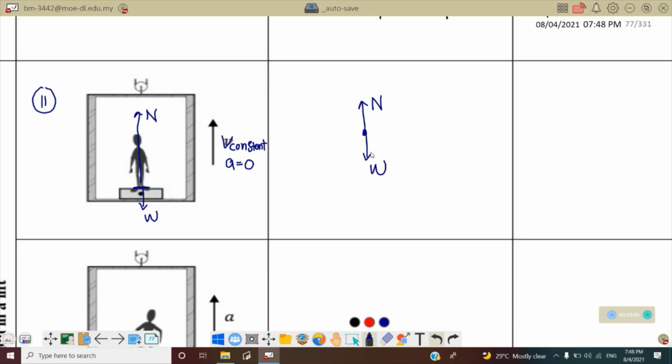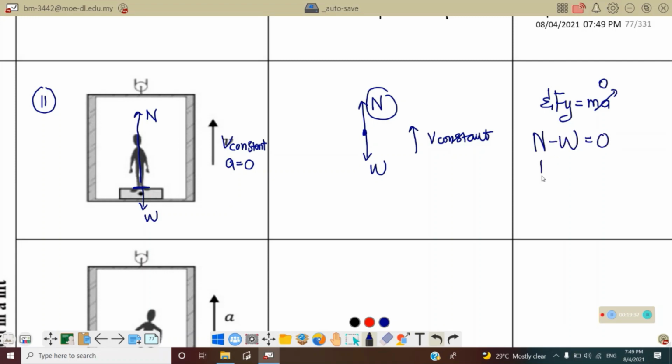Okay, and the motion is moving upward, right? With V constant. So our equation is only Fy equals MA, and MA is equal to 0 because of V constant. So therefore, we must follow the motion. When it is moving upward, it means that our normal force is greater than weight. So we write normal minus weight equals 0. So therefore, our normal force is actually equal to the weight.